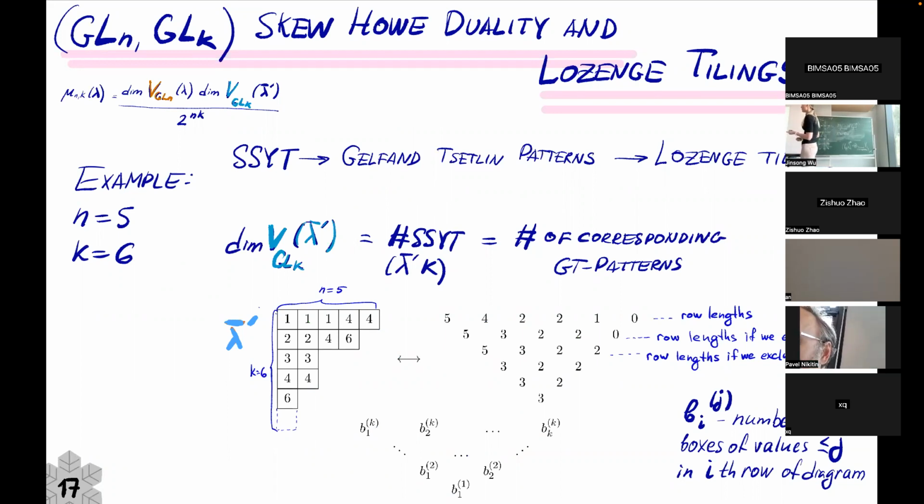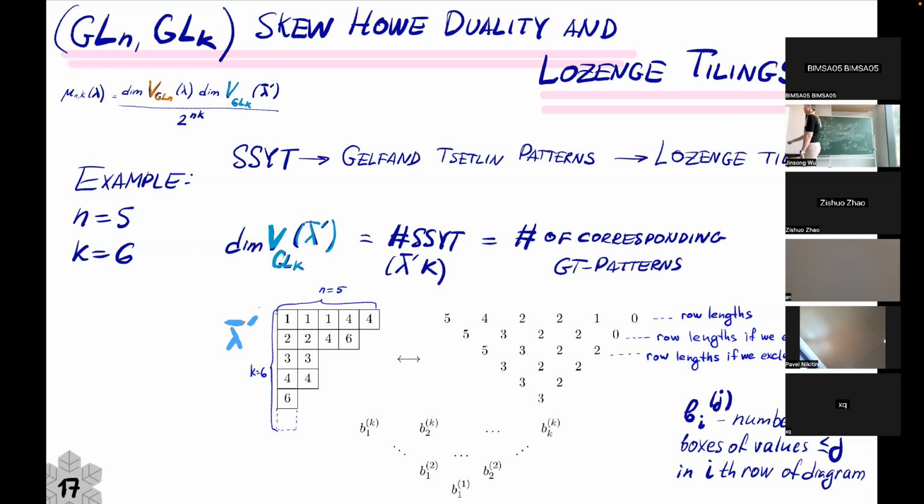Right now we have understood that the dimension of the module corresponding to lambda bar prime is equal to the number of semi-standard tableaux of the shape lambda bar prime filled with numbers from 1 to 3. Everybody knows that we can count these by counting the corresponding GT patterns. We construct the GT pattern corresponding to this diagram. It is this triangular array, and there is a recipe for doing that. But there is an easy way to memorize how the GT pattern can be constructed: in the first row we have the row lengths, then we have the row lengths of the Young tableau if we exclude the biggest number. So here we exclude 6.